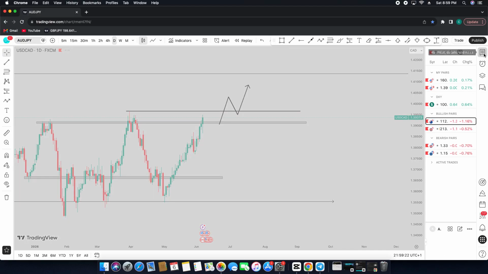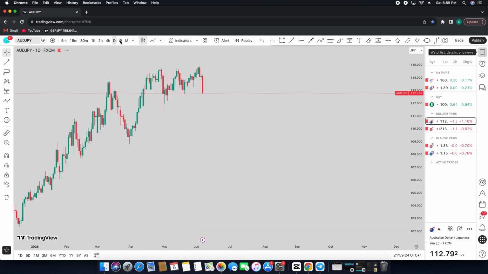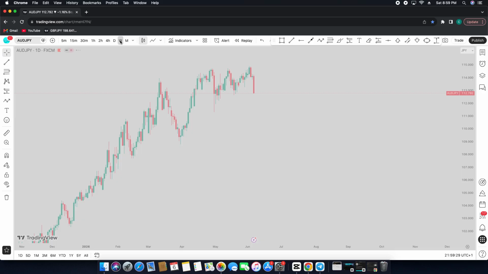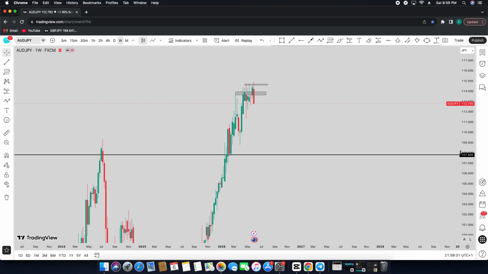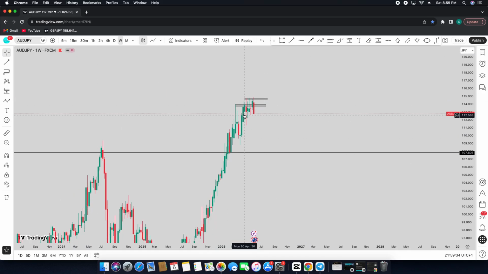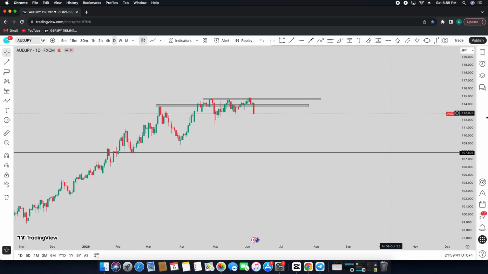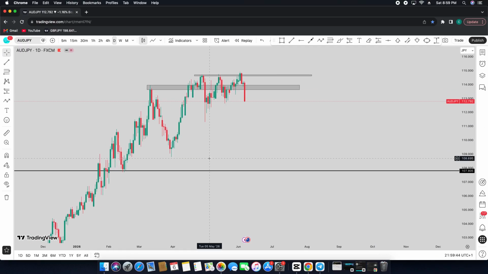The next pair on our list is AUDJPY. Let's go on the weekly time frame. Last week I said that on the weekly time frame, there's no clean weekly structure around here. So let's see if we can get a clean market structure on the daily. Last week I said I was watching this pair around here to see if I get rejections within this resistance zone. I'll take a sell back to the support level.